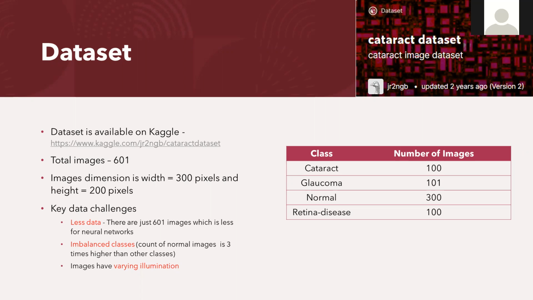And there are certain key challenges in the data set. The very first is less data. There are just 601 images, and these are certainly insufficient for training a neural network. Imbalanced classes: normal images are 300, whereas other disease images are just hundreds. So this leads to imbalanced classes. And the images have varying illumination, which can be seen in the next slide.